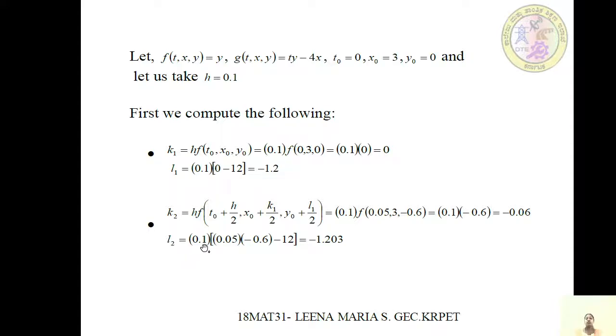L2 equals 0.1 into 0.05, that is t, 0.05 into this into y which is minus 0.6, minus 4 into 3, that is 12. Simplifying this we get minus 1.203.